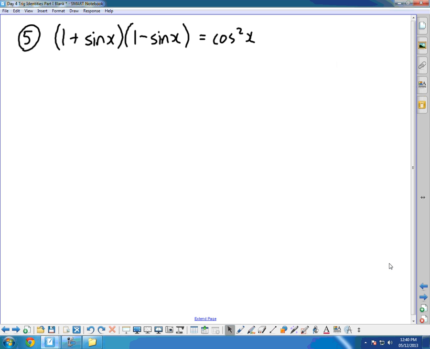Okay, this video is going to do two more examples, example 5 and 6. We have 8 in total. Each example is meant to show you some other new strategy. So we look at this one here, 1 plus sine x times 1 minus sine x, and it equals cos squared x.